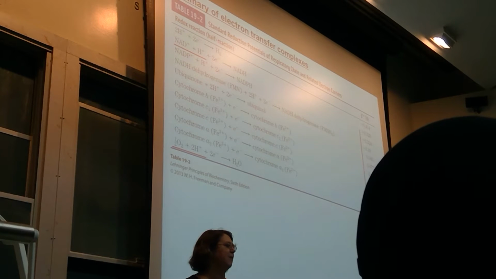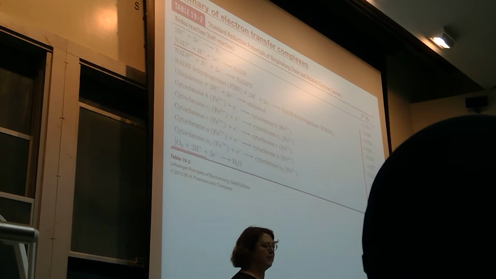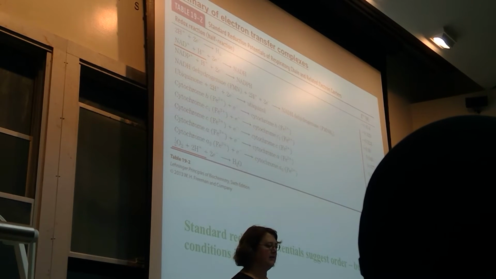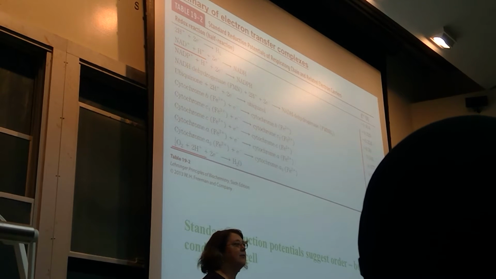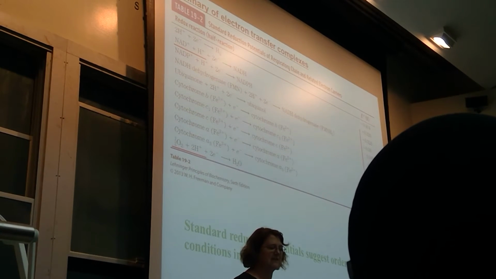So again, the type of question you could get would be, given this, you don't know the conditions in the cell, how would you order them? If you were just given all the different E values, how would you order them? This is basically saying what I just said, that the standard reduction potentials suggest the order, but they may not reflect the conditions in the cell.